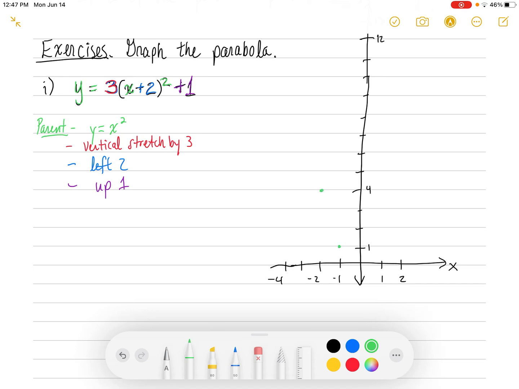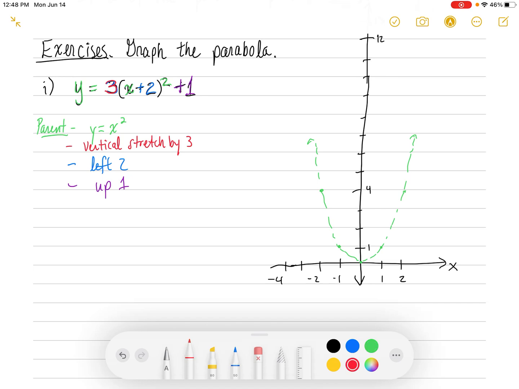So how do you start this? Well, you start off with the parent. Square negative 2 and you get 4. Square negative 1, you get 1. Square 0, you get 0. Square 1, you get 1. Square 2, you get 4. Okay, so this is using transformations.